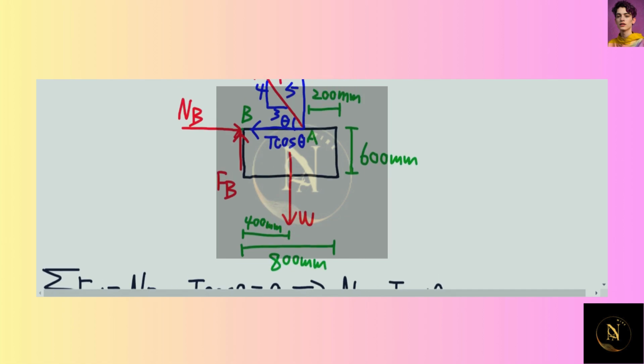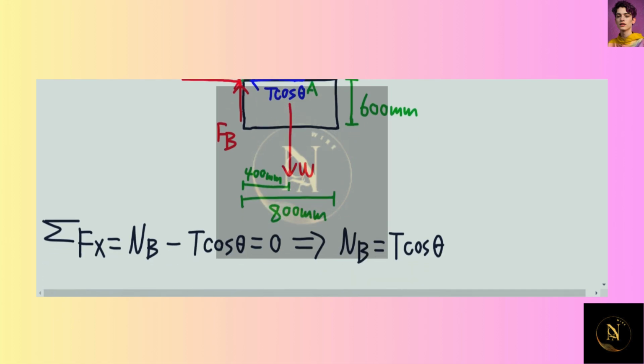So this is the force diagram for the block. Assume that it's in equilibrium. Therefore, the net force along the x direction can be equal to 0. So N_B minus T cosine theta is equal to 0, so N_B is equal to T cosine theta. N_B here is the normal force from the wall, and T here is the tension from the rope.